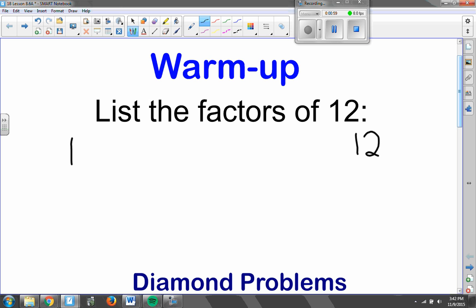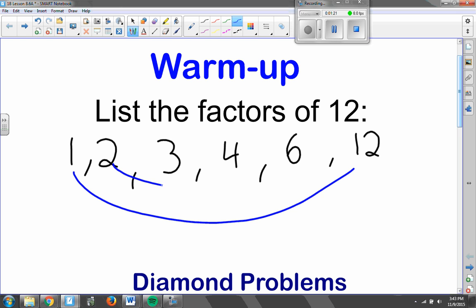Next, I check and see if 2 will work. I believe it will if I do 2 times 6. And finally, I will do 3 times 4. So there are my factors of 12. And if I want to check my work and make sure I didn't miss anything, I can connect 1 to 12, 2 to 6, and 3 to 4. Everything should connect to some other number, and there shouldn't be any left over. There's the factors of 12.